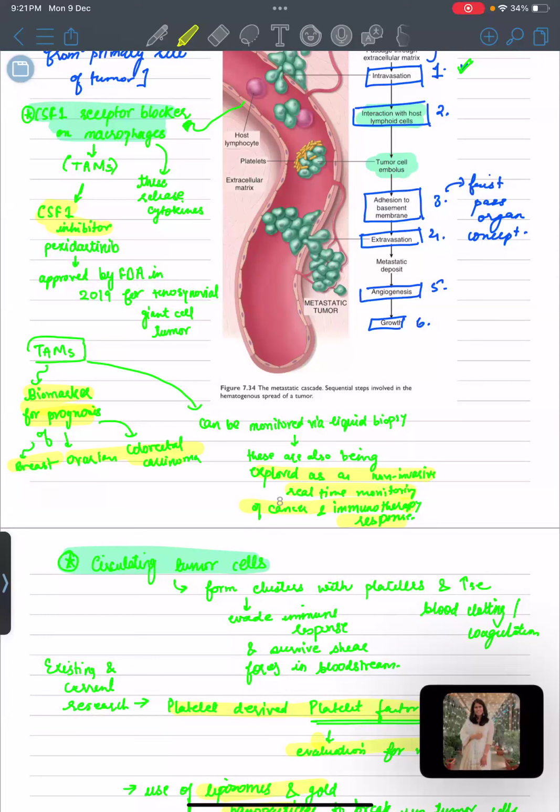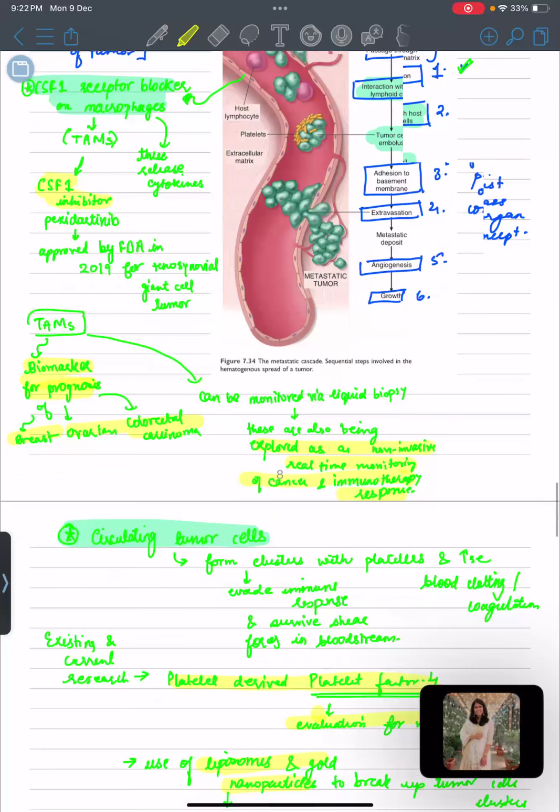Certain studies also claim it can be used for real-time monitoring of cancer and immunotherapy response via liquid biopsy. Liquid biopsy technologies are emerging in cancer research diagnostics, and this would be a non-invasive process, as we would just see how much TAM expression there is. If the immunotherapy is working, then TAM expression would be less and metastasis would be less.